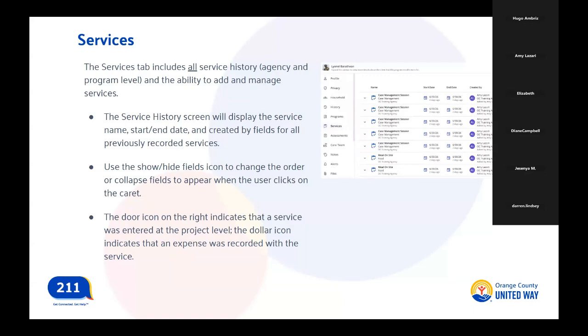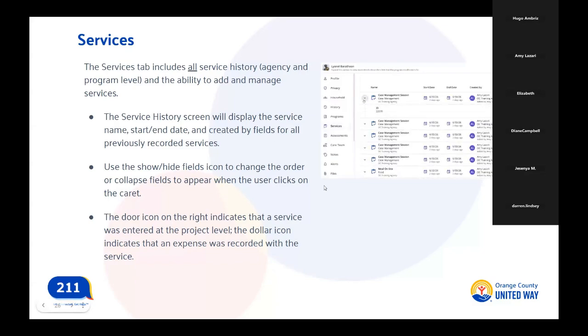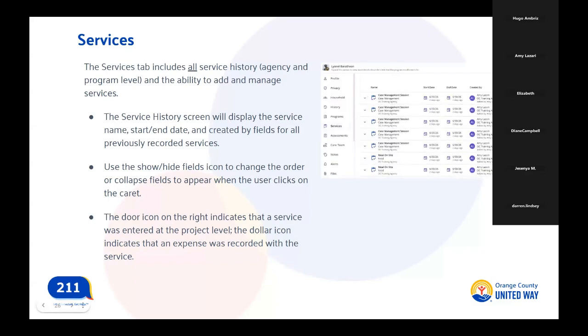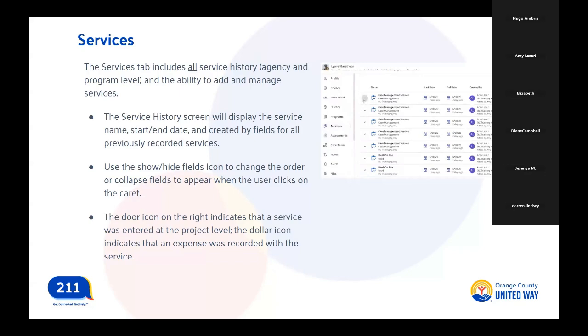And finally, a door icon will appear to the right of a service, and this indicates that a service was entered at the project level. And dollar icons next to any service indicate that an expense amount was recorded with the service. So as you can see here in my recording, I'm hovering over the door tab to see that it was project level. And I can also open it up to view service details, which we'll cover in the next slide.